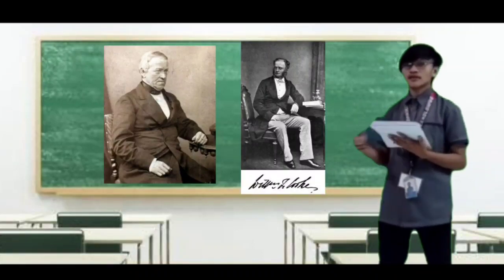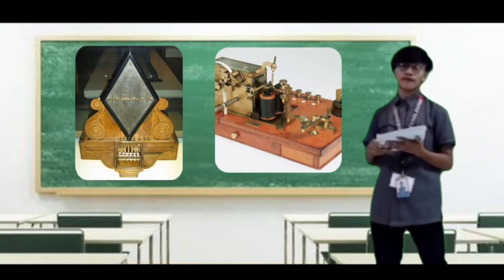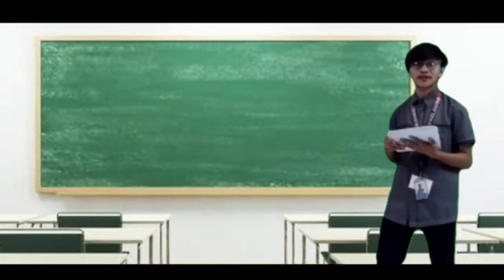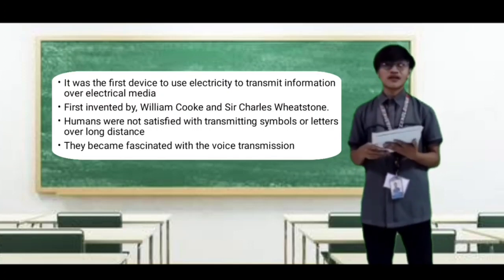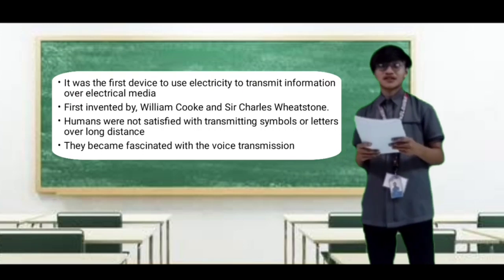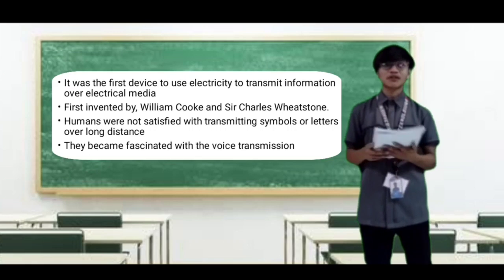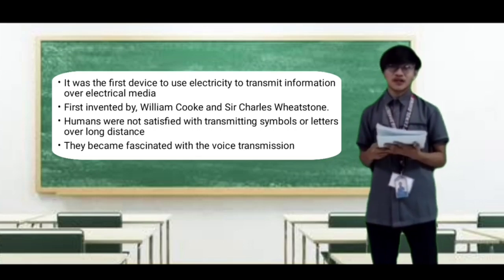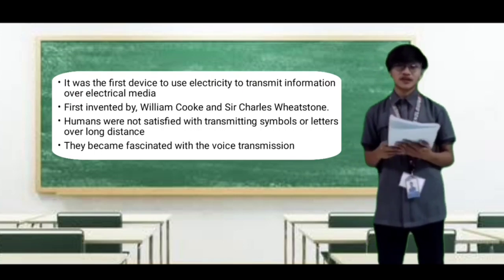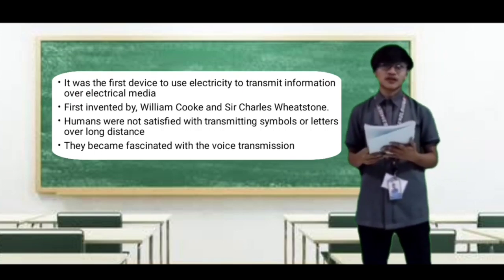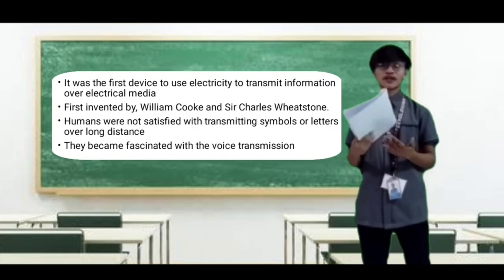So this is the picture of a telegraph. Maybe some of you are familiar with this picture or this device. Humans were not satisfied with transmitting symbols or letters over long distances. As we can see, in the first period they were not satisfied with stone tablets. In this period, even though they are now using electricity, they are also not satisfied with the telegraph, because they are not happy to receive or transmit a message by symbols or letters over a long distance.